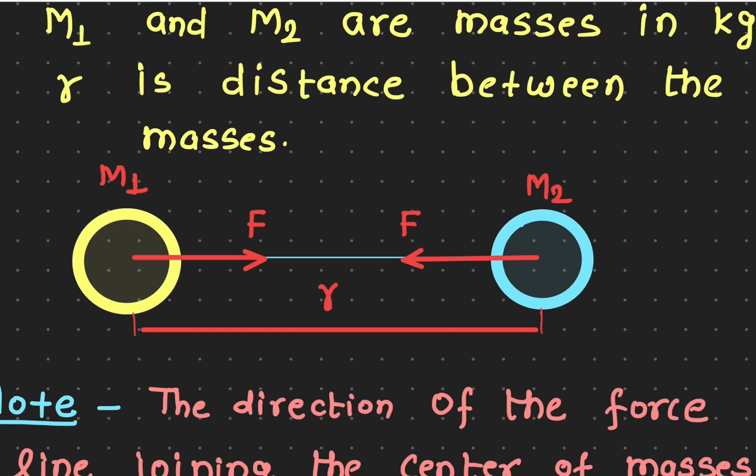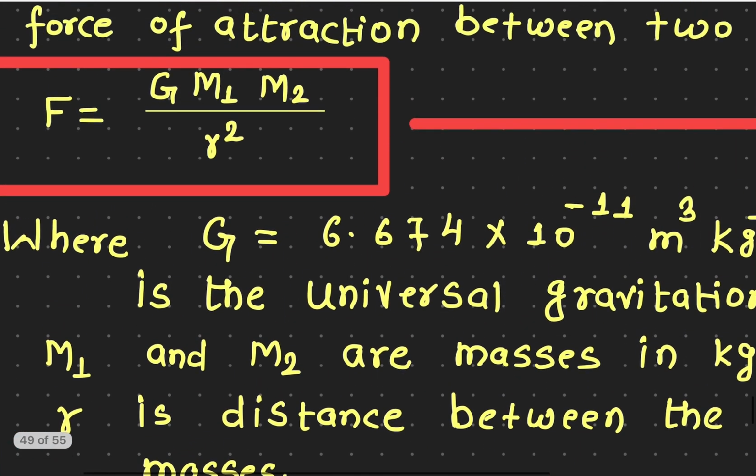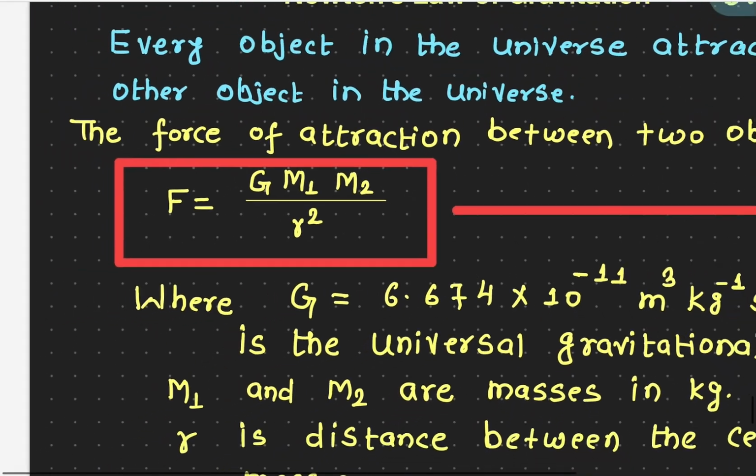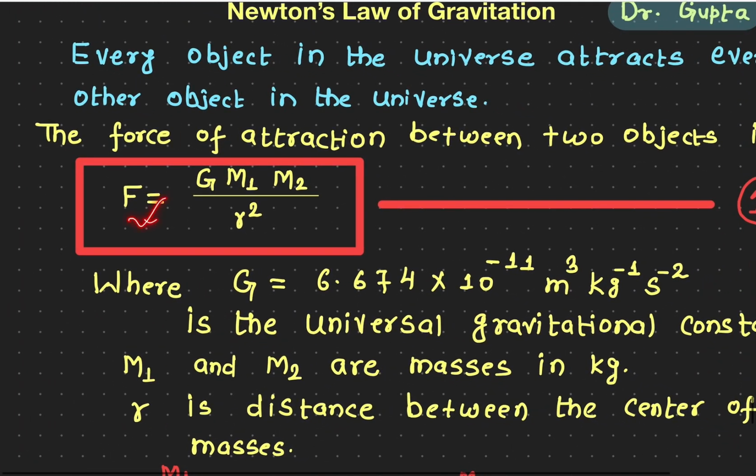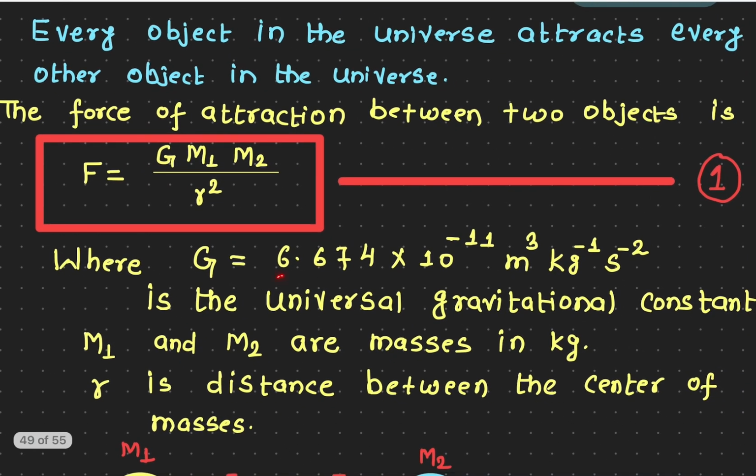But how do we find out the magnitude of the force? The magnitude of the force of attraction between the two masses is given by this equation. F equals G m1 m2 divided by r squared. I will explain each term in this equation. G is the universal gravitational constant. Its value is 6.674 times 10 to the power minus 11 cubic meter per kilogram per second squared. So this is called the universal gravitational constant.